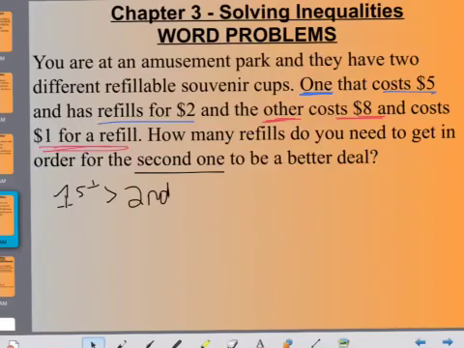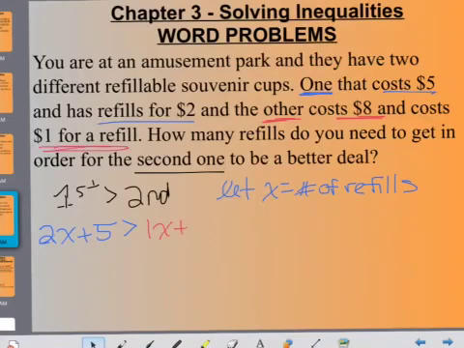Well, the first one is $5 and $2 per refill, so let's let x equal the number of refills. Well, $2 per refill plus the initial $5 cost, and we want that to be greater than $1 per refill and the $8 initial cost. We're going to isolate the variable, so get it to one side of the inequality. You get x plus 5 is greater than 8. Subtract the 5. x is greater than 3.